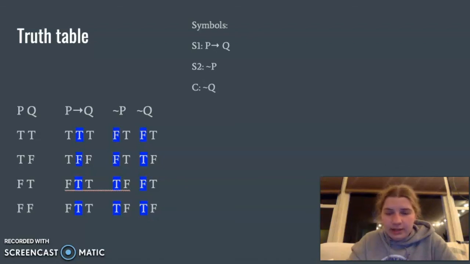And that is how we test for validity, consistency, implication, and equivalence.